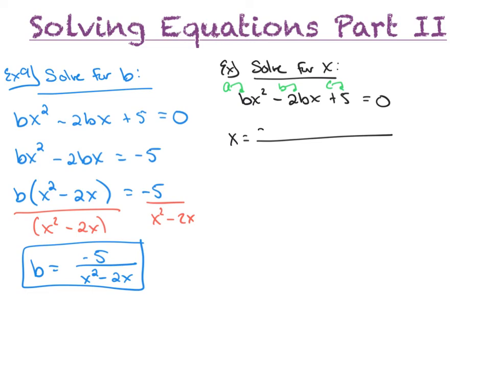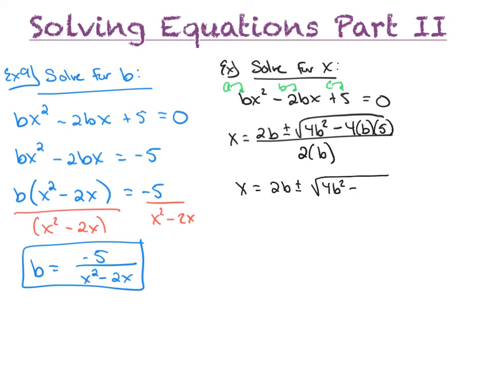So x would be 2b plus or minus the square root of 4b squared, so our middle term squared, minus 4 times a times c. So 4 times b times 5, all over 2 times a, which is b. Cool. Okay, we've got x equals 2b plus or minus the square root of 4b squared minus 20b, all over 2b.